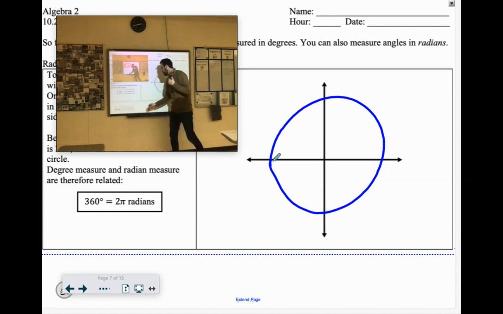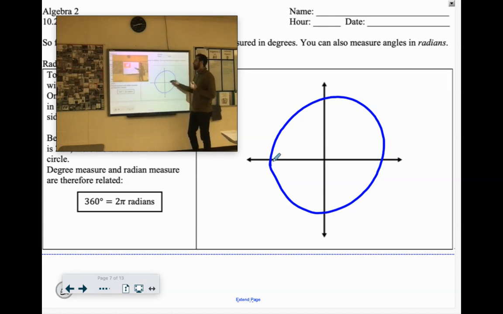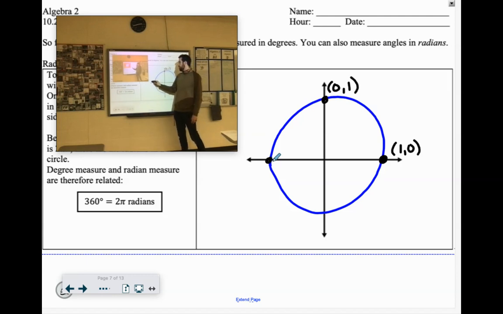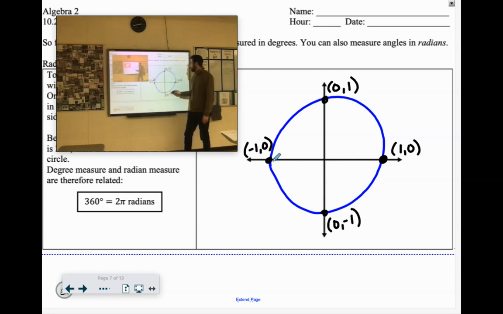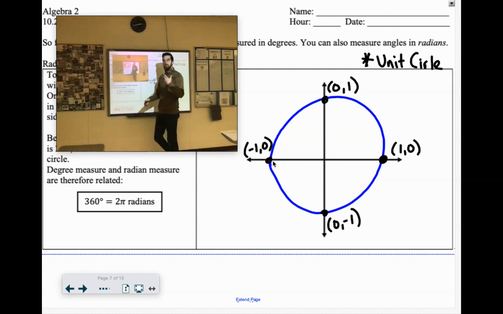Eventually, when we use our unit circle, the radius is going to be 1. So this point here on the x-axis would be the point (1, 0). Up here would be (0, 1). Here would be (-1, 0). And down here would be (0, -1). This is eventually going to be called the unit circle. But today we're going to be talking about the radians that match up with this.